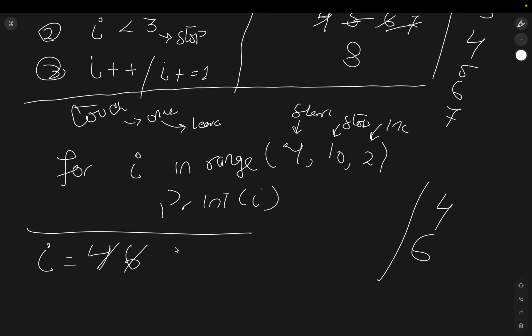Now it will be 6 plus 2 is 8. Now I'll be checking, is 8 less than 10? Yes, condition is true. Come inside the for loop and print I. That means here we'll be printing 8, right? So from here again I'll be coming back here, and I'll be incrementing this 8 by 2 now.